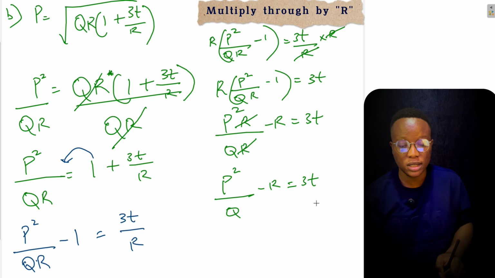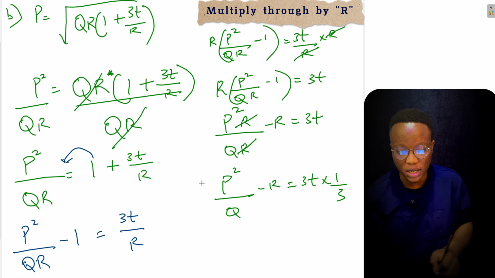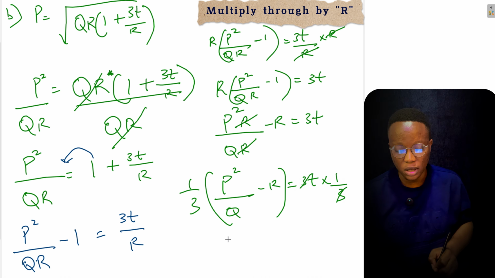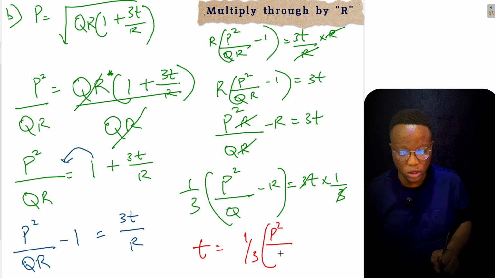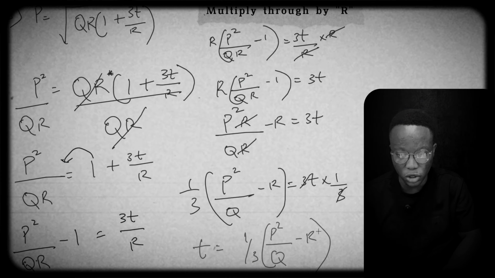So what do we do next? We have a multiplication somewhere here, so we have to divide both sides by 3. Or we can say multiply this place by 1 over 3 and multiply all of these by 1 over 3. So 3 will cancel out 3. Now t will be equal to 1 over 3 into p squared all over q minus r. Right? Now to the final question.